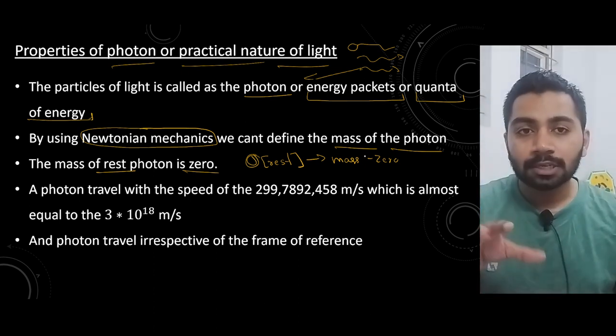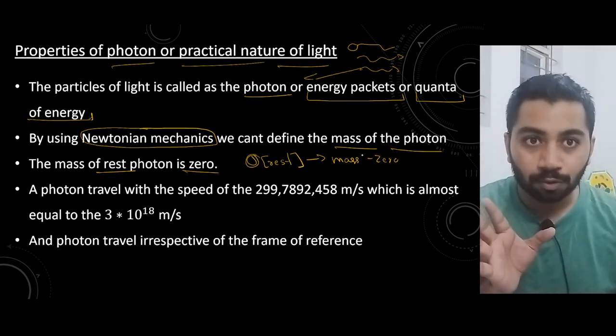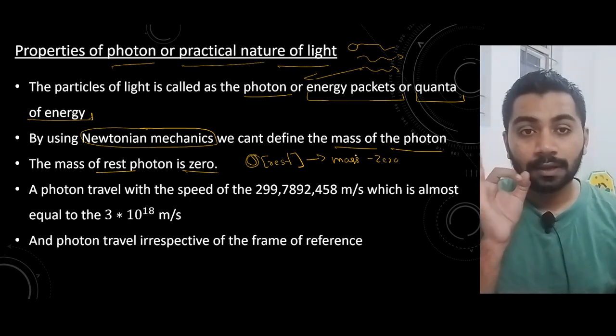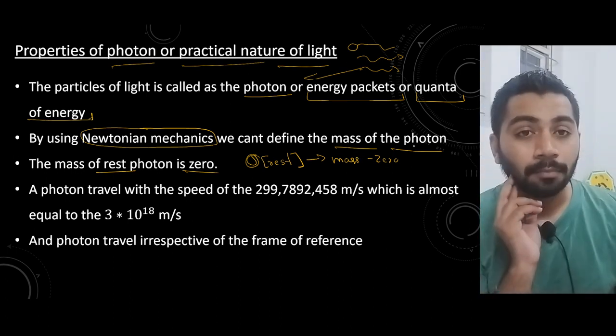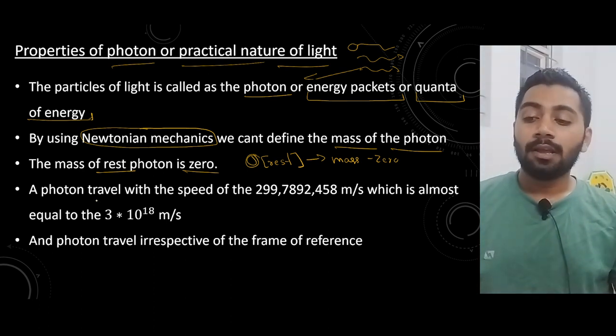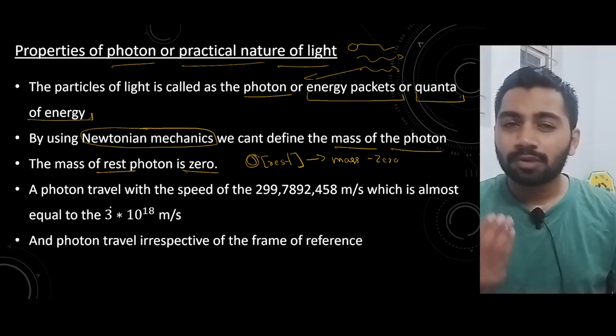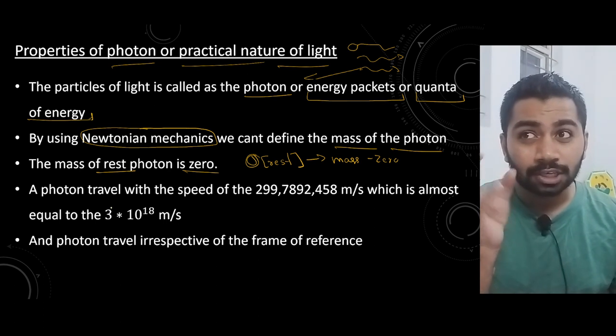Similarly, it can't be at rest, so a photon can never have zero mass. You can say a photon never has zero mass, but if they ask, the rest mass of a photon is 0. And see here, what does photon mean? Light. Photon means energy. Energy means light.